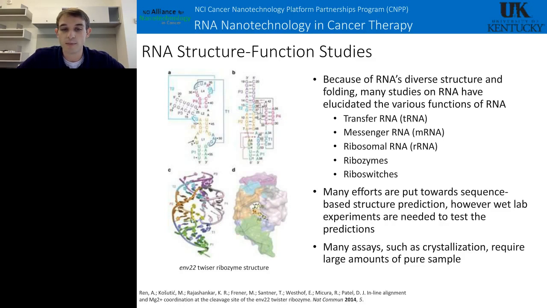So a small molecule will bind to these riboswitches, and it can cause it to enhance the production of protein from a certain mRNA, or it can cause it to downregulate the production of protein from a certain mRNA. So because of these various functions and the huge diversity in RNA structure and function, many efforts are being put towards sequence-based structure prediction. However, in most cases, these structure predictions are not perfect. So until they become perfect, wet lab experiments need to confirm these predictions.